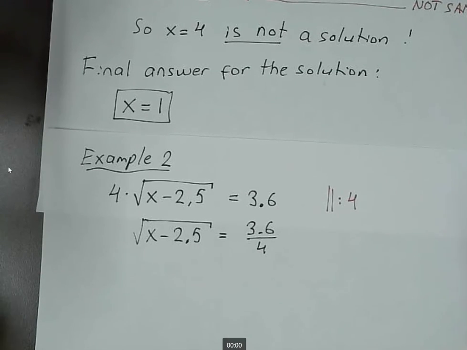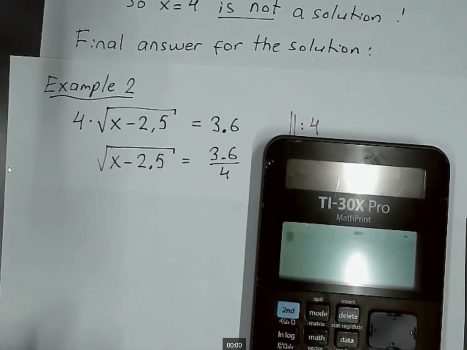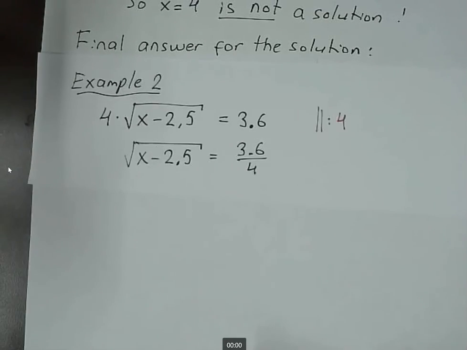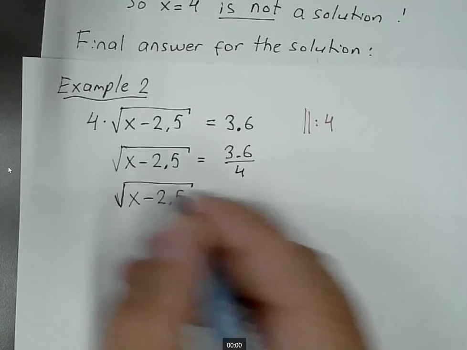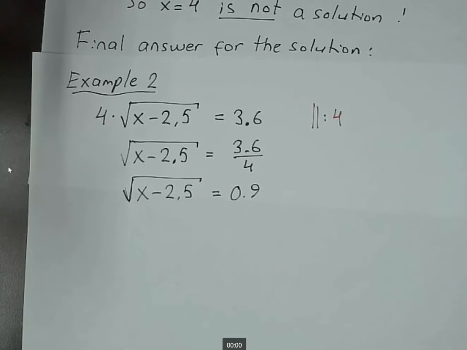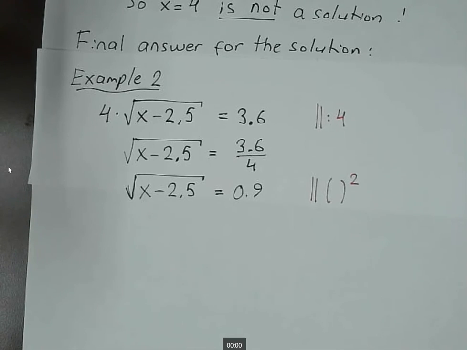Well, this is easy to calculate in your head without using a calculator. So when you are calculating only in your head, you will get the result 0.9. I want it to be exact, so that I will get the correct solution there. And after this we may use again the exponent method, or raising to the power of 2.